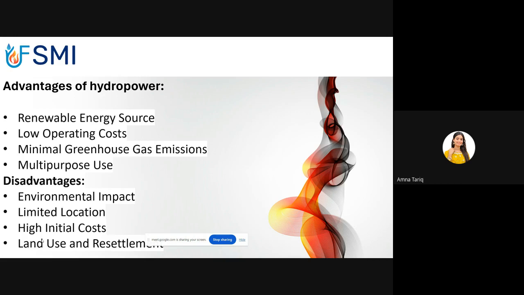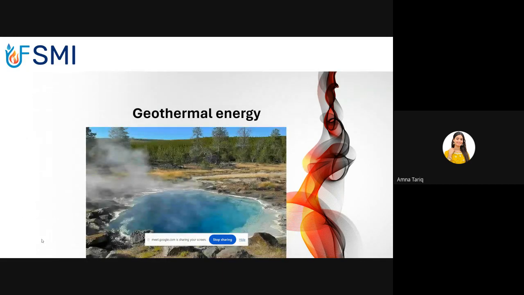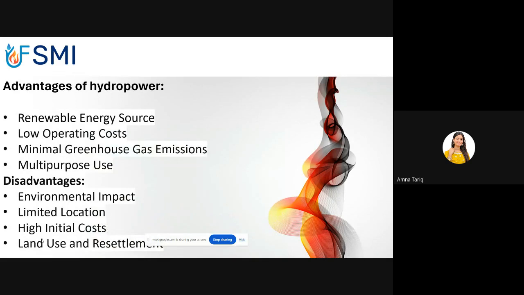Not all regions have suitable technology or water resources for hydropower development. This is a limitation. The upfront capital cost associated with building hydropower plants, especially large dams, can be considerable. Okay, so these are the advantages and disadvantages of hydropower. Okay, this topic of hydropower is covered.